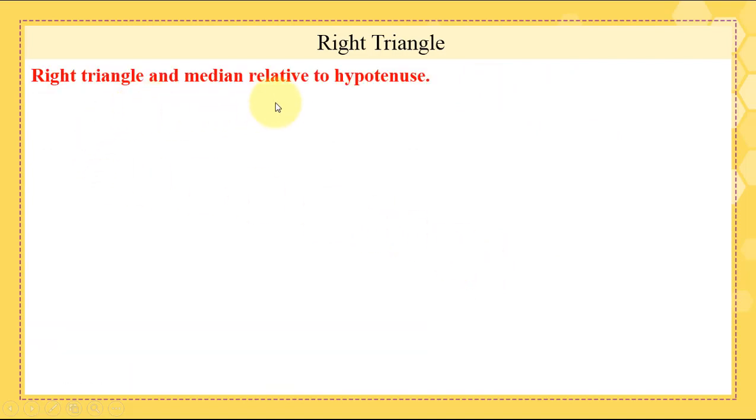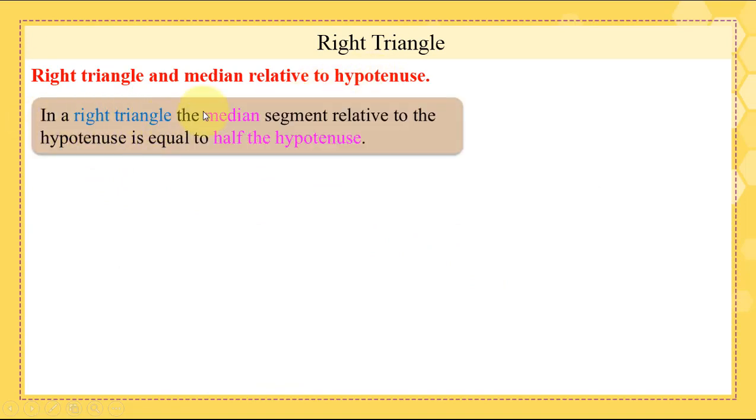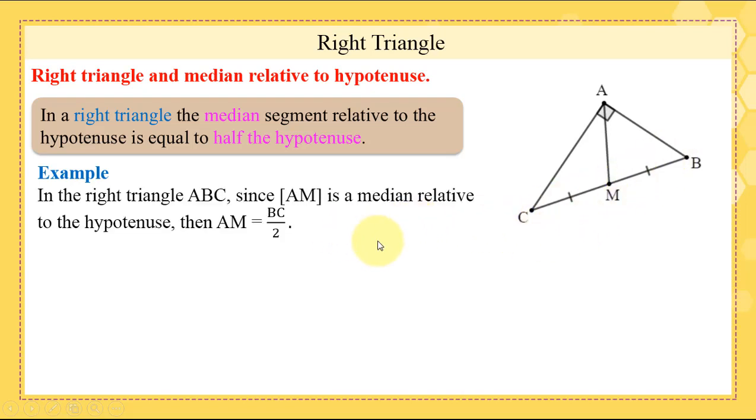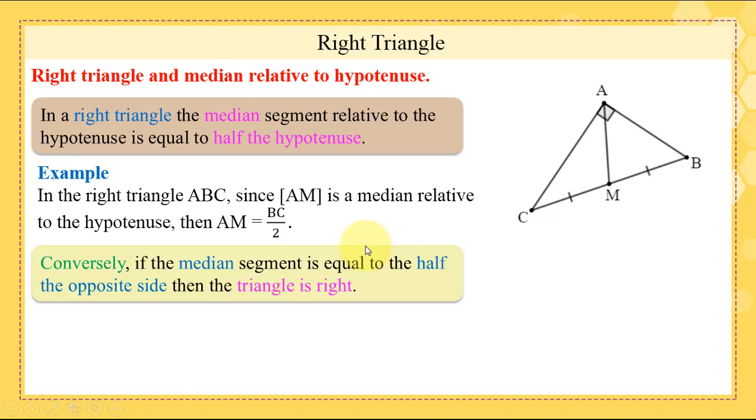Right triangle and median relative to the hypotenuse. In a right triangle, the median segment relative to the hypotenuse is equal to half the hypotenuse. Example, in triangle ABC, AM is median relative to hypotenuse BC. Then AM is equal to BC over 2.